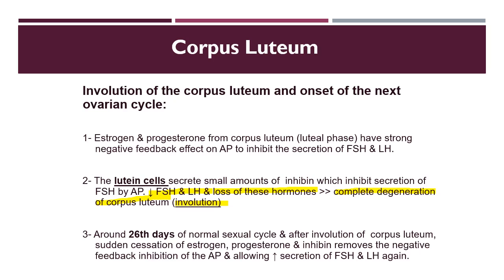So around the 26th day of the normal female sexual cycle, and after involution of the corpus luteum, there will be a sudden cessation of estrogen and progesterone, as well as inhibin, which will remove the negative feedback inhibition of the anterior pituitary gland, and then it will allow increased secretion of FSH and LH again. And that is a characteristic of the beginning of a new ovarian cycle.